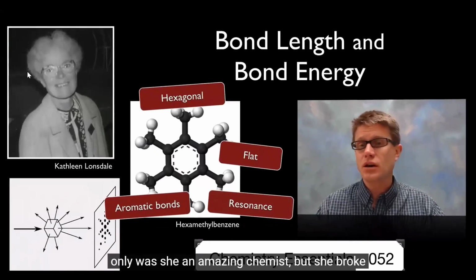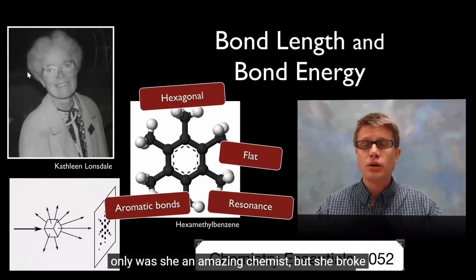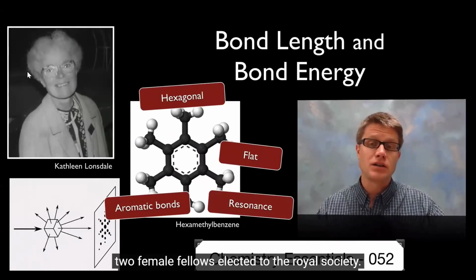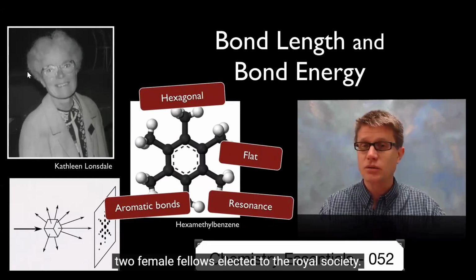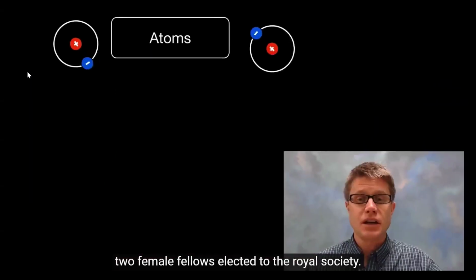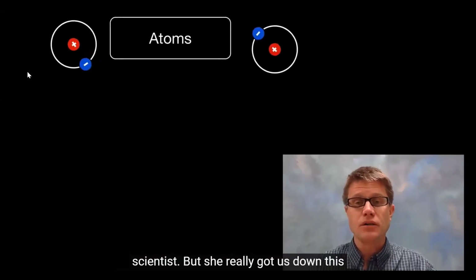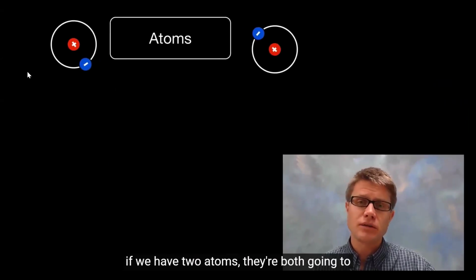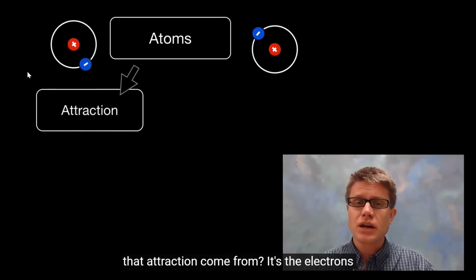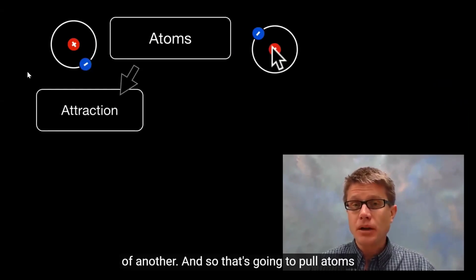So not only was she an amazing chemist, but she broke down a lot of walls. She was one of the first 2 female fellows elected to the Royal Society, first tenured professor. She was an amazing scientist, but she really got us down this road of bond length and bond energy. And so if we have 2 atoms, they're both going to be attracted to one another. And where does that attraction come from? It's the electrons of one atom being attracted to the protons of another. And so that's going to pull atoms together.